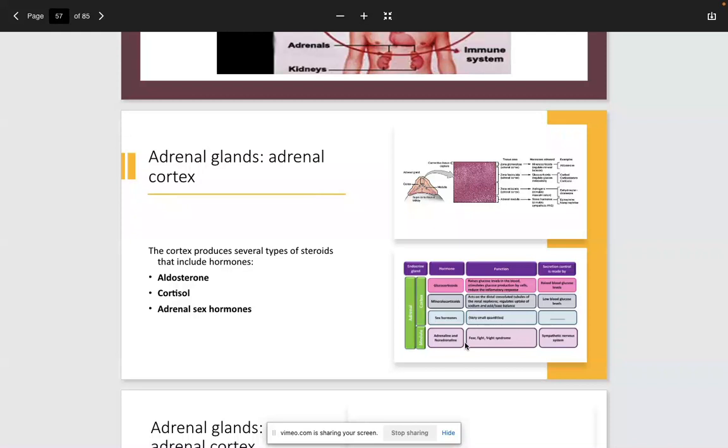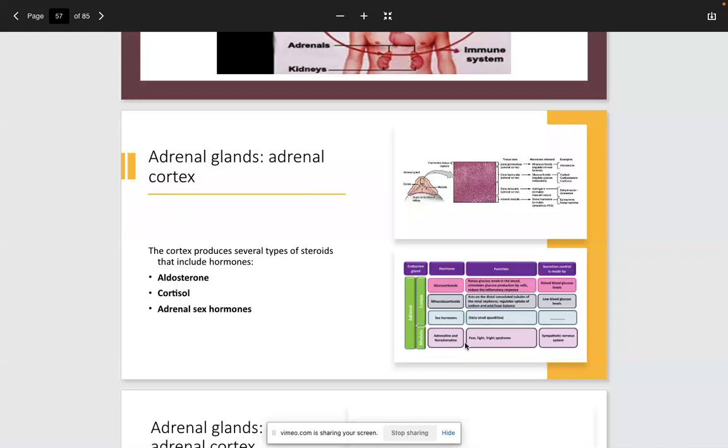Glucocorticoids are going to be responsible for raising glucose levels within the blood, especially in response to stress. It's also going to be responsible for reducing the inflammatory response. There are several conditions such as, for example, rheumatoid arthritis, where the body produces autoantibodies, right? Your body produces antibodies that attack the joints in the body.